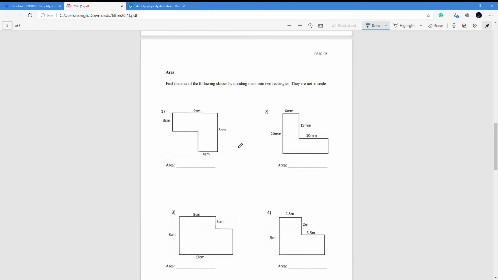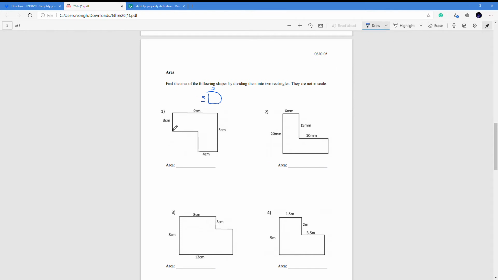Okay, so here we have to find the area of the following shapes by dividing into two rectangles. Now here you have two options. When you solve the area for a rectangle like this, if you know how to solve an area, I'll give an example. Here, the length of the side is just x, and the length on top is y. You just do x times y, that gives you your area.